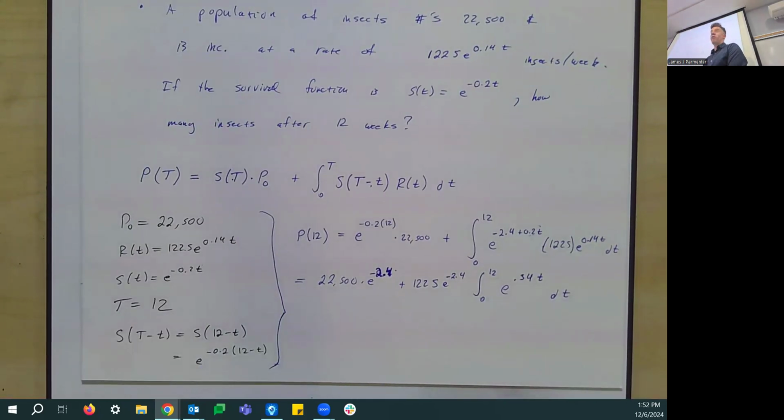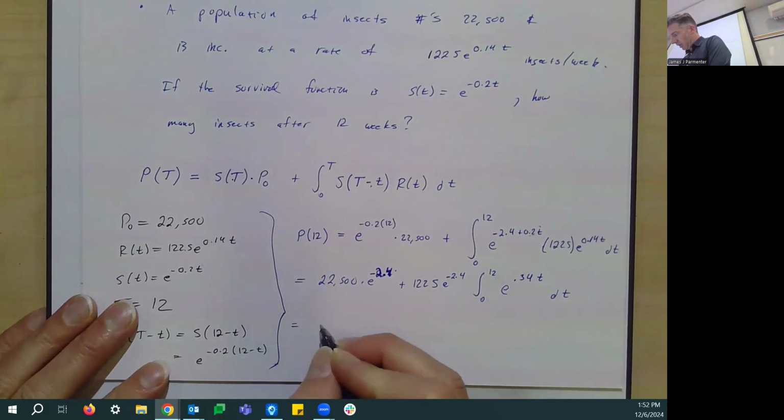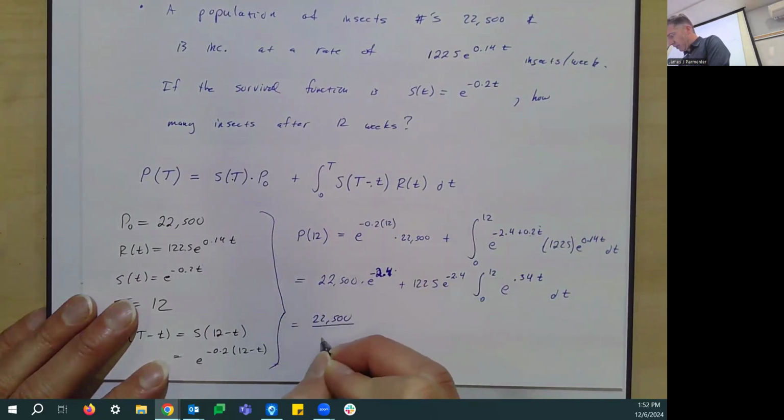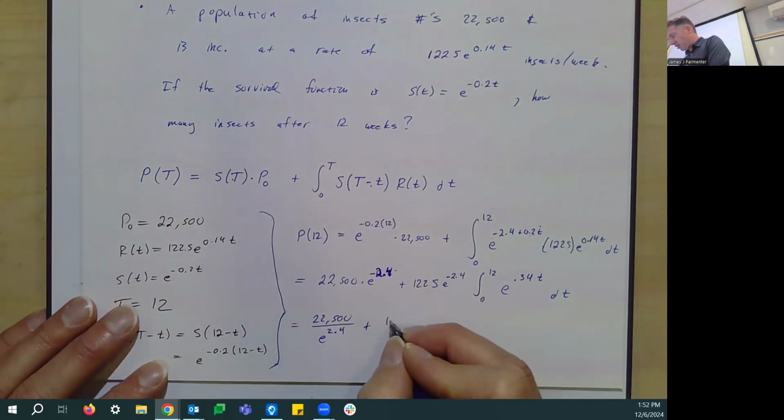The rest is pretty straightforward. I mean, the numbers are not nice, but the rest is straightforward in that you integrate this, you're going to get... I would probably choose to write this as 22,500 divided by e to the positive 2.4, just because I think it looks nicer. Same deal over here, 1225 over e to the positive 2.4.